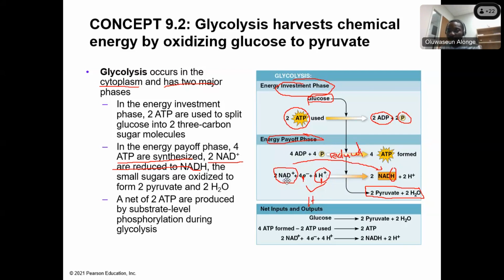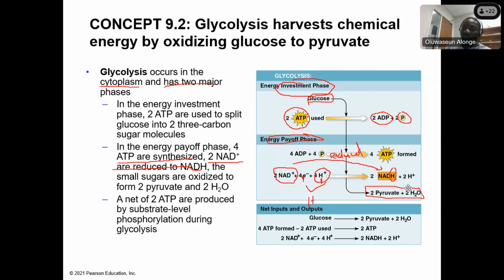Now, NAD plus was called electron acceptor. Now, NADH is called electron carrier because it's carrying electron now. Because we know that when we see H, it means electron plus it.